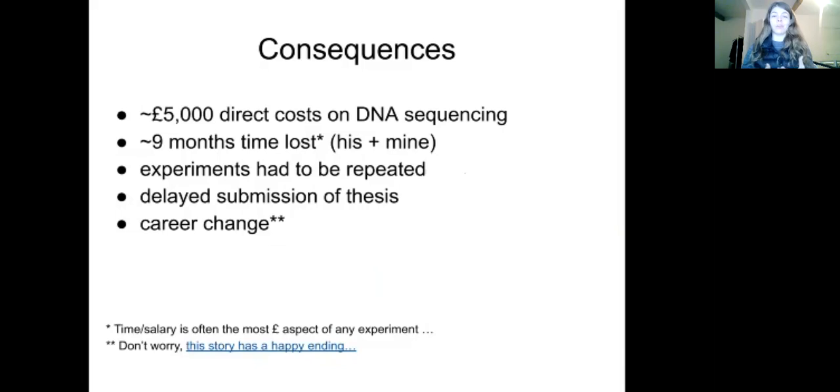The consequences of this were rather moderate, I would say. As a result, we wasted about £5,000. This was directly incurred costs for the DNA sequencing. We also lost about 9 months of time, and this incorporated both his time doing the experiment and my time doing the analysis and figuring out that the cross-contamination event had occurred. He ultimately had to repeat this experiment, which again required more time and resources for the laboratory materials and the sequencing, and it delayed the submission of his thesis.